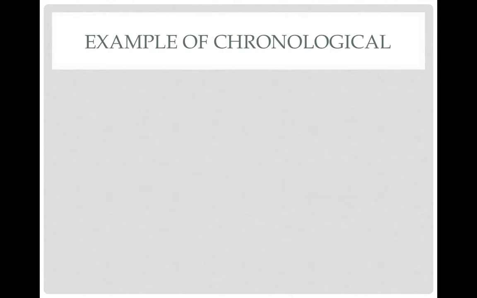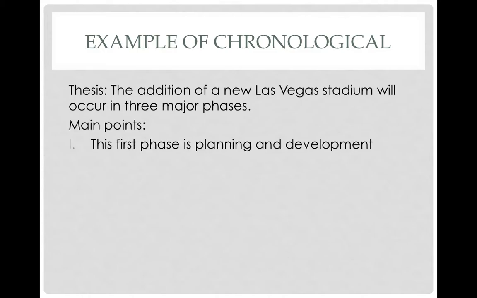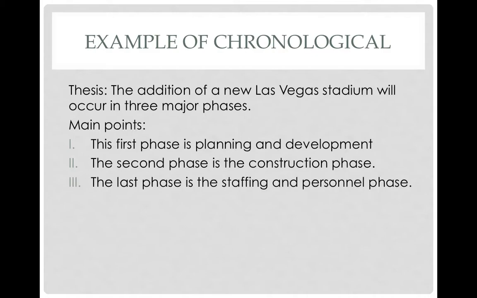Here's an example of chronological ordering. Thesis statement: the addition of a new Las Vegas stadium will occur in 3 major phases. Main point number 1, the first phase is planning and development. Main point 2, the second phase is the construction phase. And main point number 3, the last phase, is staffing and personnel. By the way, what you're seeing here is what's called parallel construction. Parallel construction or parallel language is where you use a similar pattern of wording for each of your main points.